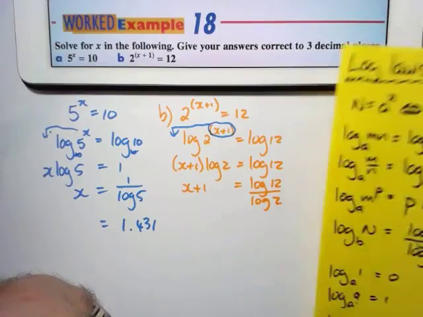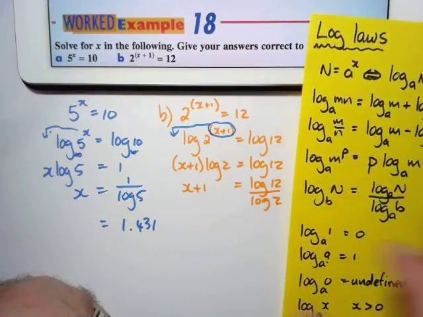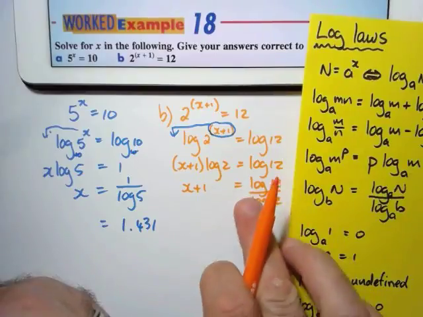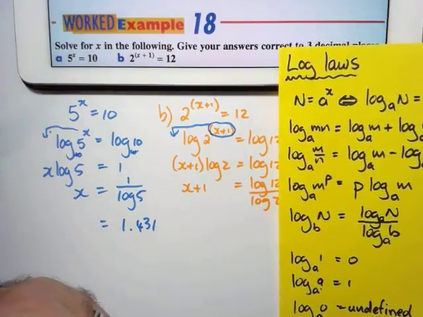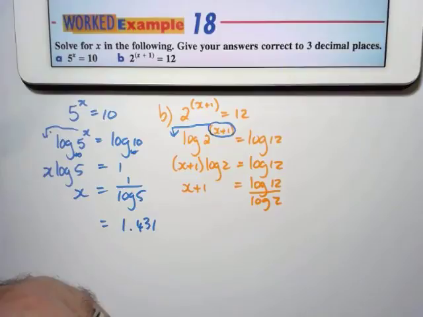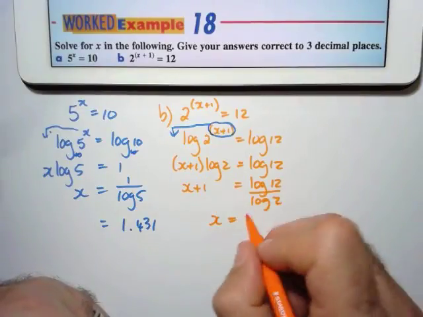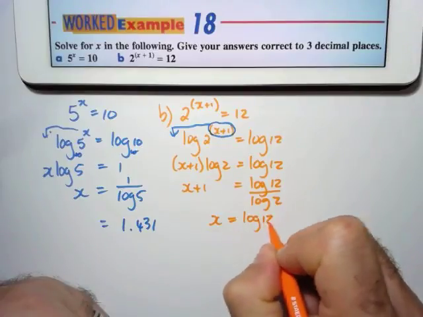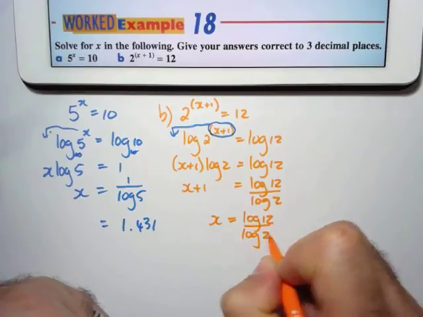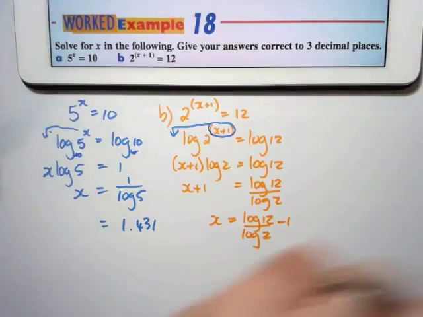You can't simplify this with any log laws. Remember, look what I have handy. I can't simplify any of this. There's no rule for that. So I can only use it as it is. I want to find x. So x is going to be, I'm going to subtract 1 both sides. So it's going to be log 12 over log 2, and then I'm going to say take 1.